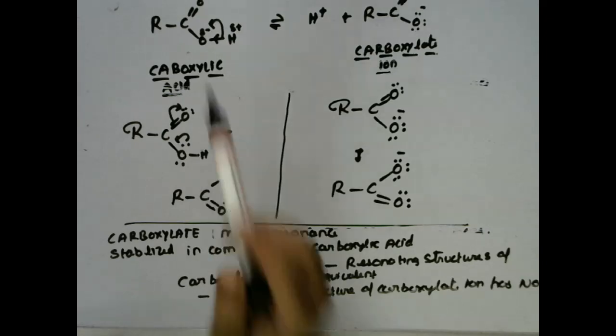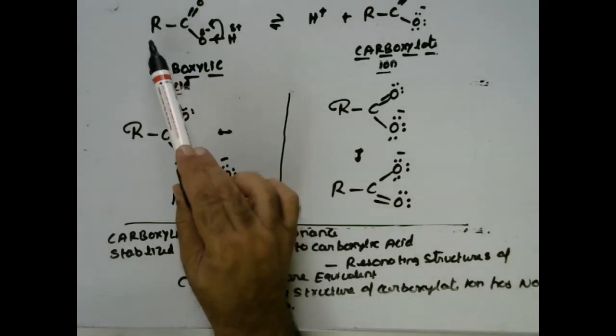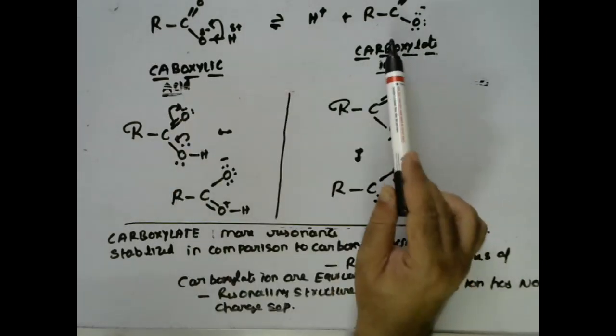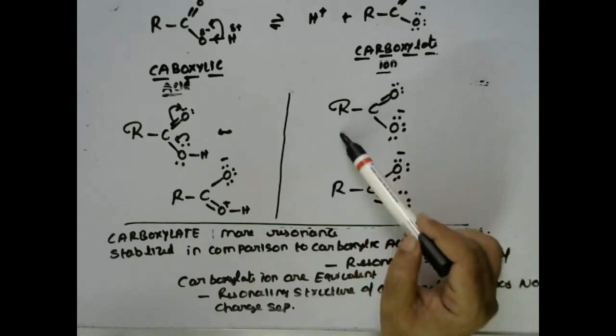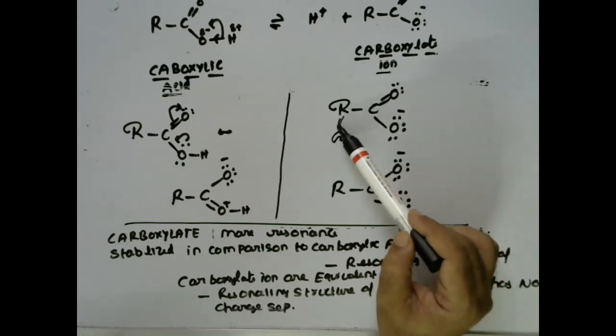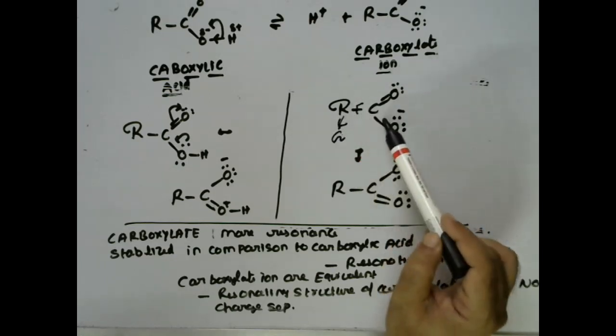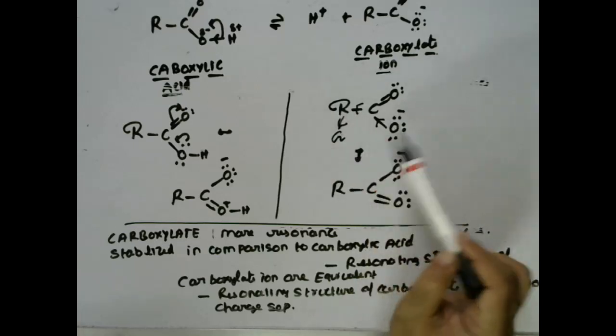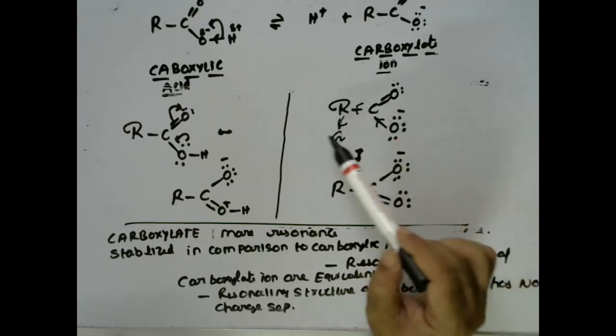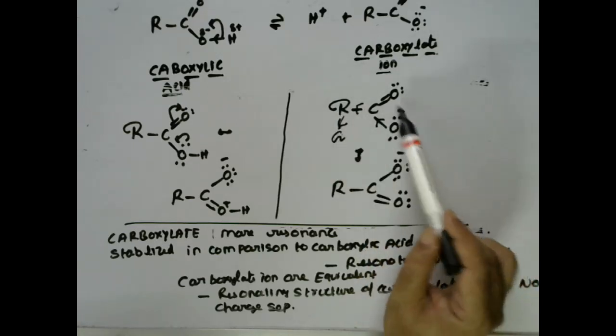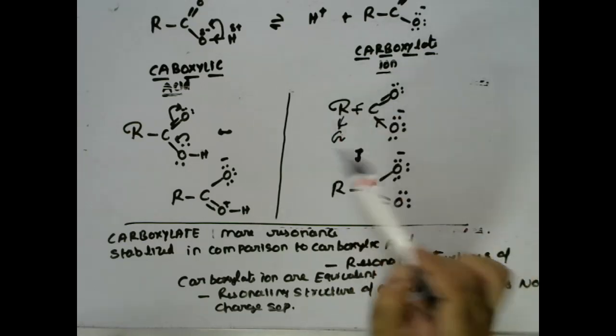Basically what happens if you put an electron withdrawing group in this molecule, the stability of carboxylate ion will increase further, because the electron withdrawing group present over here is going to pull away the negative charge. It is going to disperse the negative charge, and if the magnitude of the charge decreases, the stability will increase.